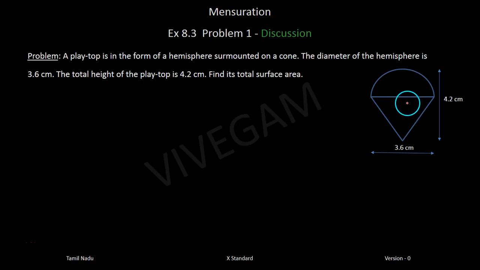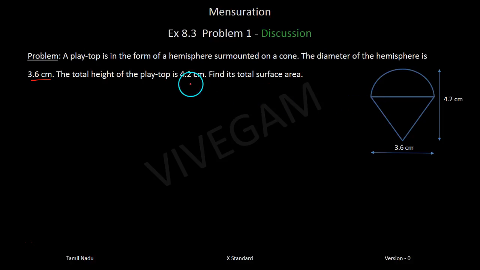The diameter of the hemisphere is 3.6 centimeters. So that is the diameter of the hemisphere. This is 3.6 centimeters. But if you look at it, the diameter of the hemisphere is also the diameter of the cone. So both the diameters are 3.6 centimeters.